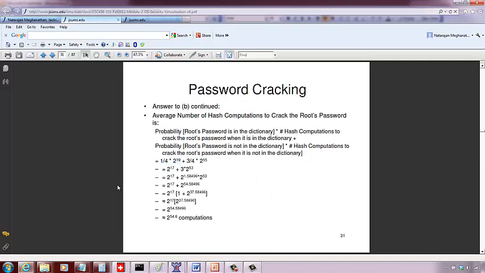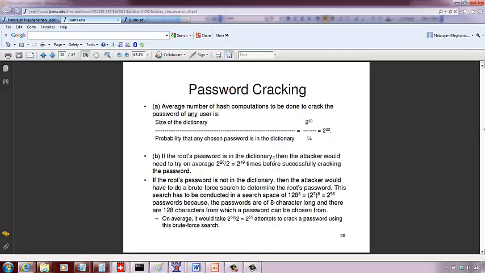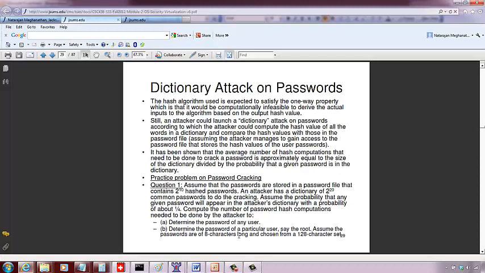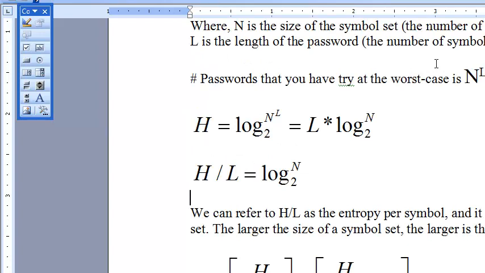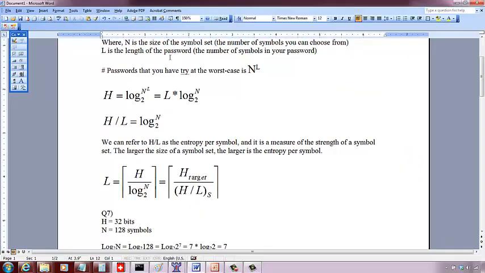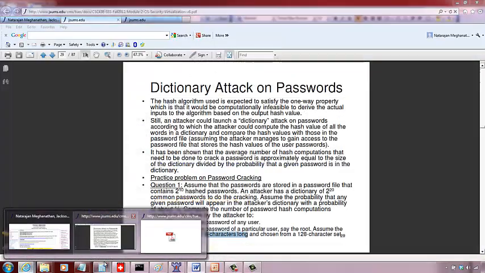So now we are interested in finding the number of hash computations needed to crack the password when it is not in the dictionary. When it is not in the dictionary, you have to resort to a brute force approach. Now you have 128 characters that could be part of the password, given to you again in the problem statement. The password is chosen from a 128 character set and the length of the password is 8 characters. So again, going with our n to the L formula, if you have 128 characters to choose from, here your n is going to be 128 and L is going to be 8. So it's going to be 128 raised to 8.